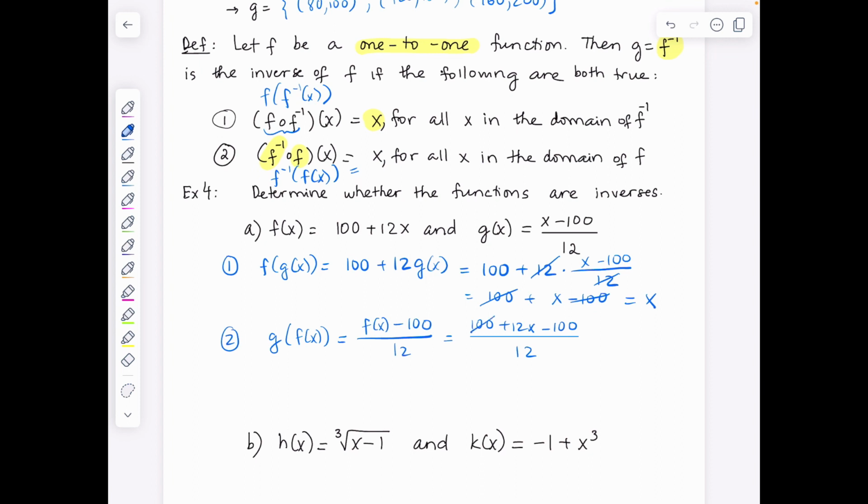In the numerator, 100 minus 100 gives you 0. So you're left with 12x divided by 12. 12 and 12 cancel, giving you 1. So you're left with x. So in both cases, we showed that the composition of the two functions equals x, whether a function is on the inside or outside. And because we were able to show both conditions, we can conclude that yes, f of x and g of x are inverses of each other.